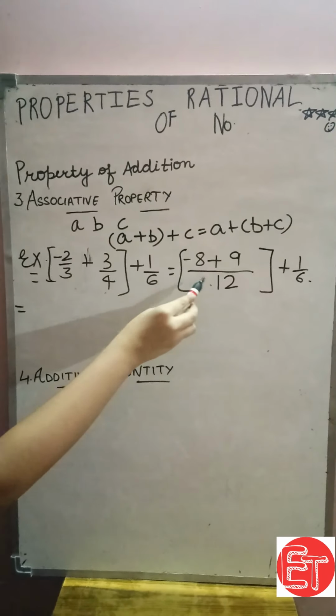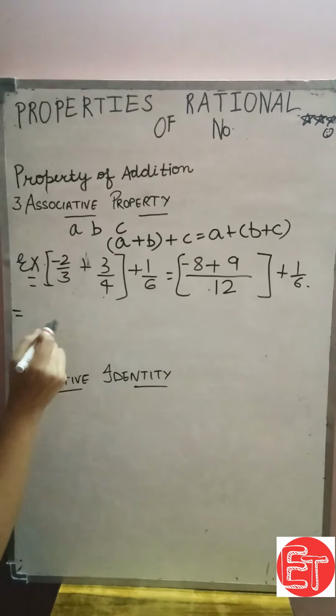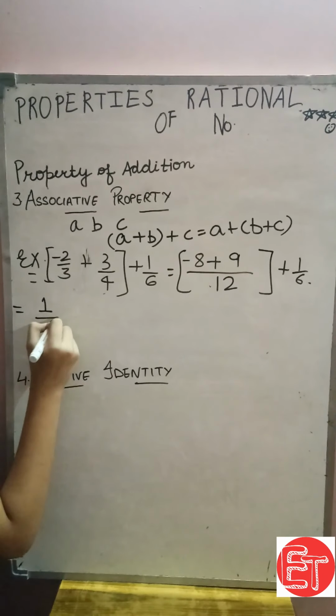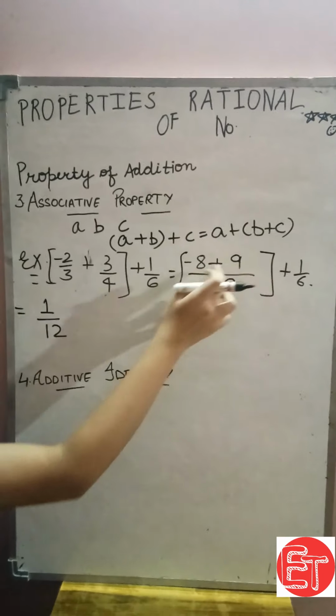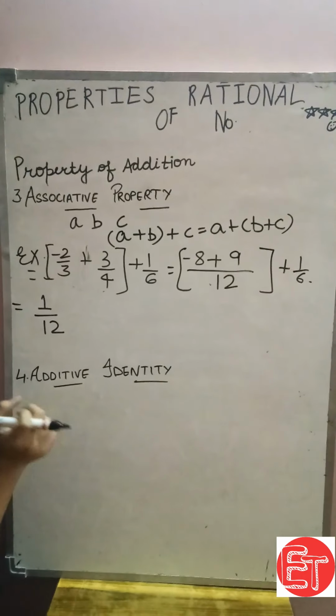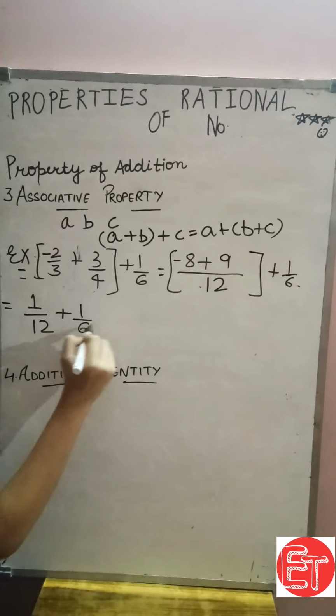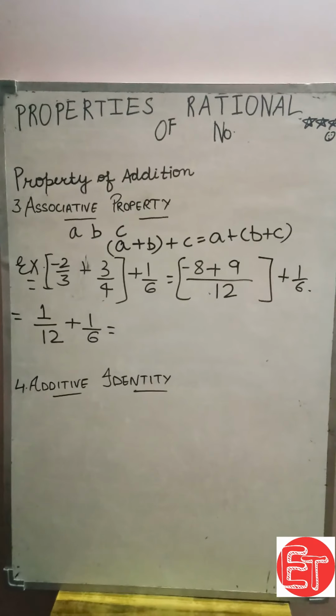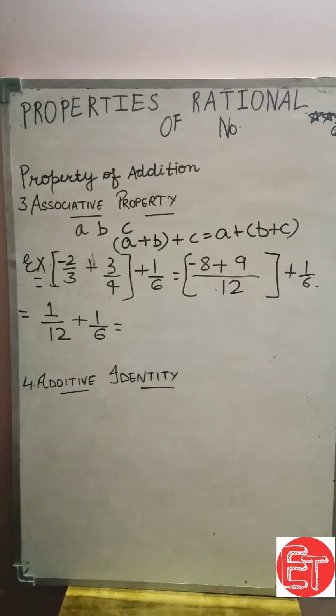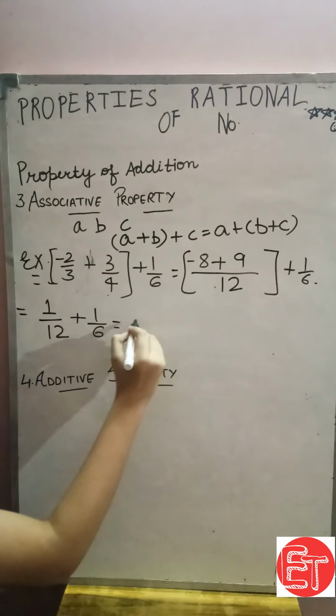So minus 8 plus 9 upon 12 is plus 1 upon 12. Why plus? Because of the sign of the greater digit. Okay. 1 upon 12 plus 1 upon 6. Now the LCM of 12 and 6 is 12.